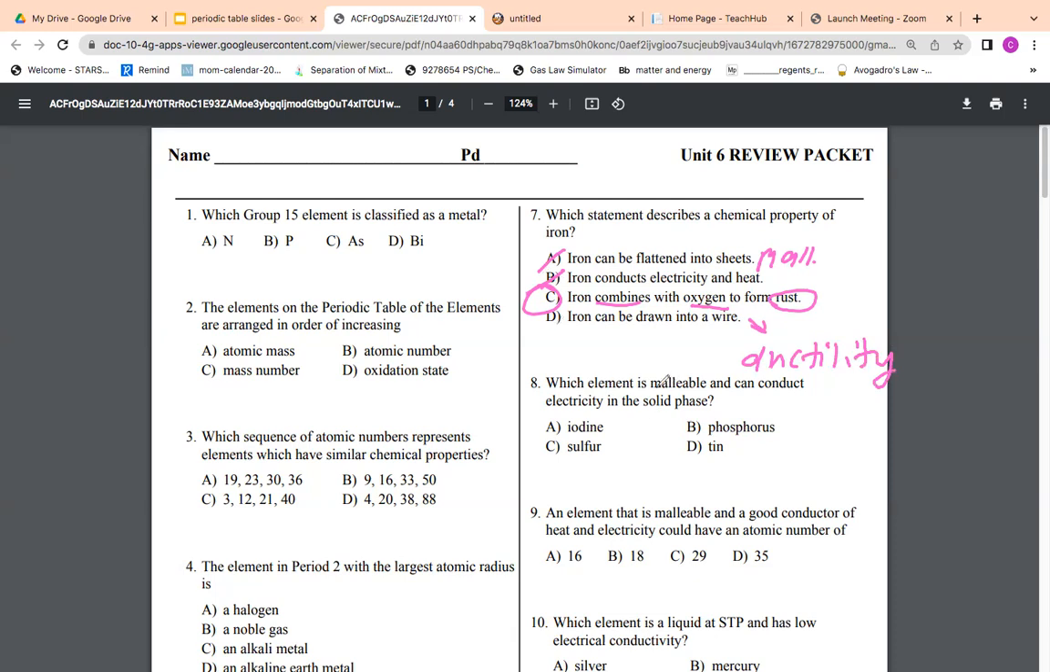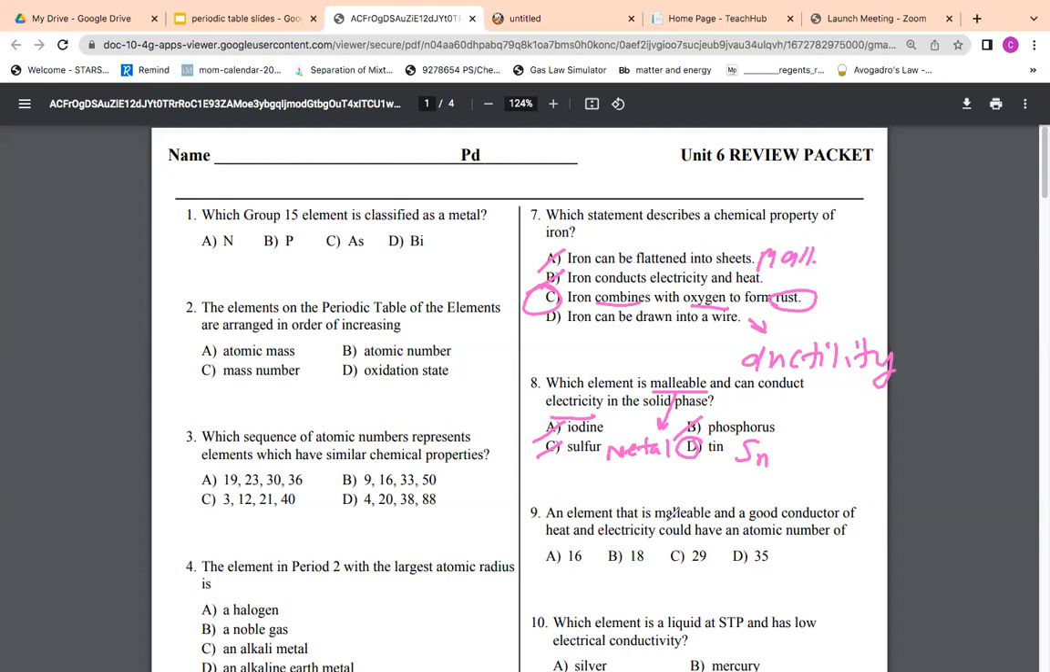Number 8, which element is malleable and can conduct electricity in the solid phase? So if something is malleable, they're most likely talking about a metal. So you want to go with the thing that is a metal. Iodine is a nonmetal. Sulfur, nonmetal. Phosphorus, nonmetal. Tin, or Sn, is the only thing here that is a metal. So it's the only thing that will be malleable.